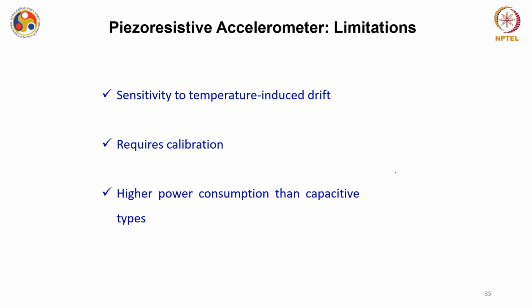and their power consumption is also not very high. There are certain limitations also associated with this piezoresistive accelerometer. They are sensitive to temperature induced drift. Of course, you can compensate for it by certain fabrication techniques, but it is definitely sensitive to temperature induced drift, particularly if resistance is involved. It requires regular calibration, and the power consumption, although moderate, is on a higher side as compared to capacitive accelerometers.